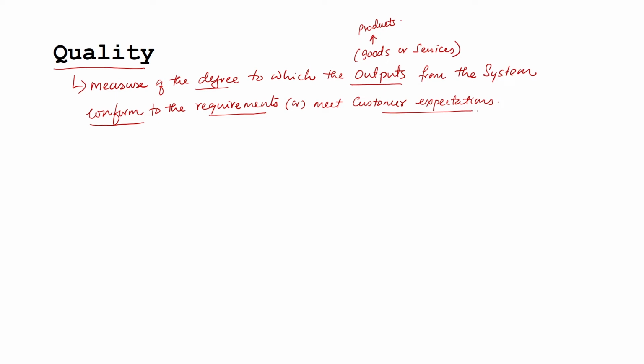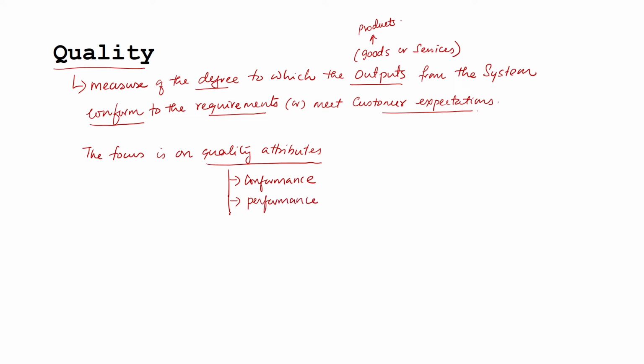So, the focus is on quality attributes. What are some of the quality attributes? One is conformance. Second one is performance. A third one is convenience. The fourth one is responsiveness.